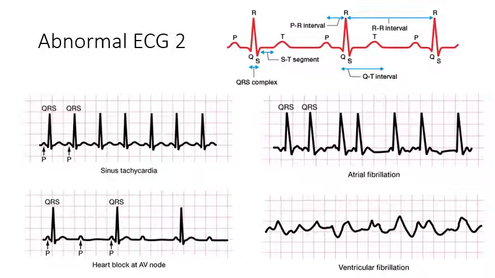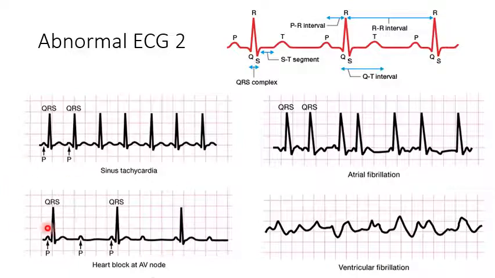So here are some examples of what some of these dysrhythmias look like on the ECG. Here you have tachycardia. So you see that everything is basically there. You have your P waves, your QRS complex, your T waves, but it's just faster. So if you measure the RR interval, it would be faster than normal.